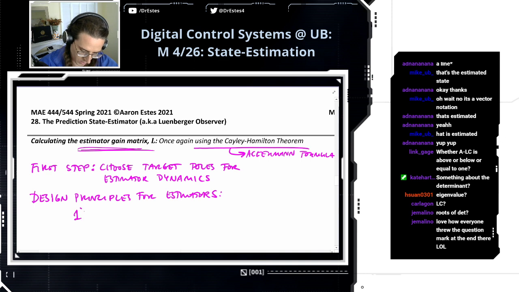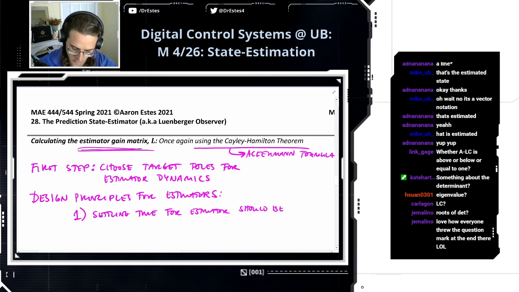Okay, so number one, the settling time for the estimator should be somewhere like 2 times to 6 times faster than the settling time of the controller. And let me explain that.